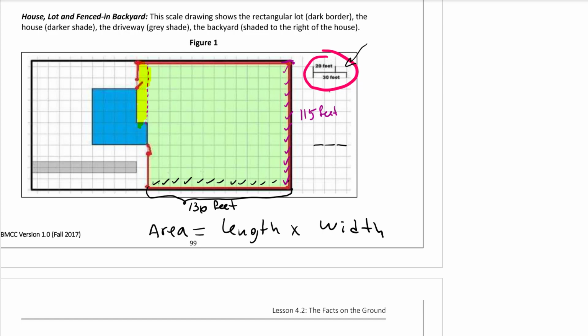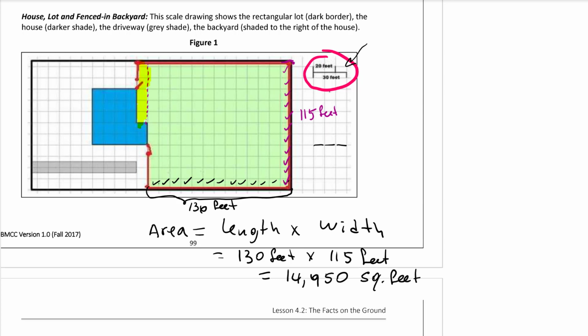All right, so let's go ahead and multiply. Let me write it down: 130 feet multiplied by 115 feet. So that gives us 130 multiplied by 115. That gives us 14,950. And what are the units? Feet multiplied by feet. We call those square feet, which makes sense.